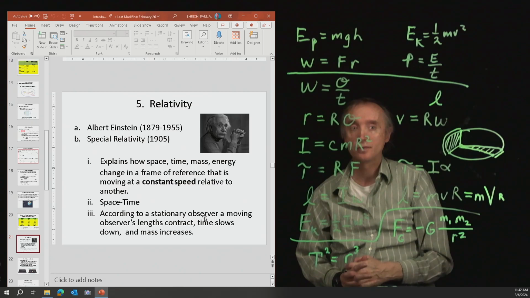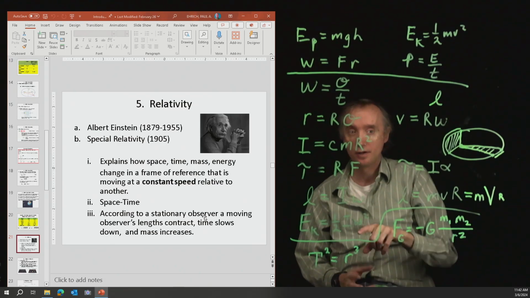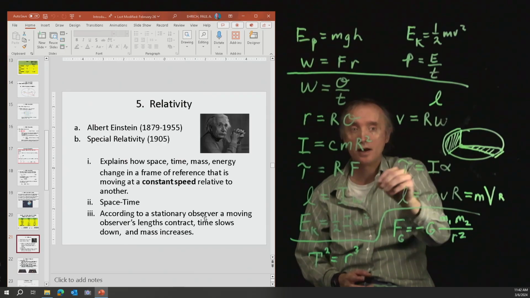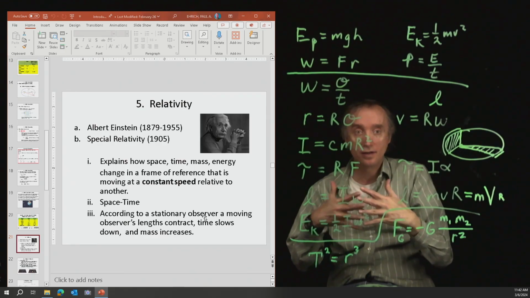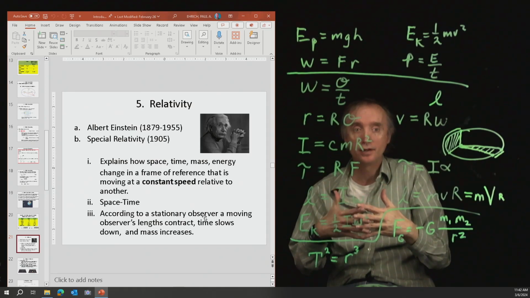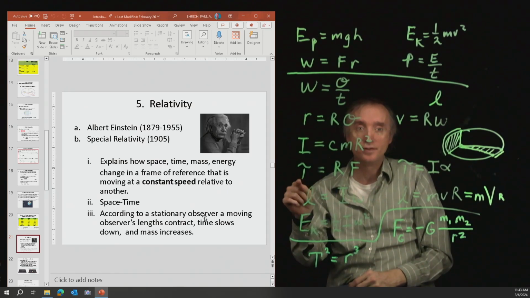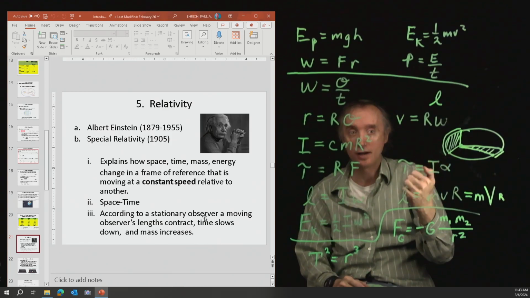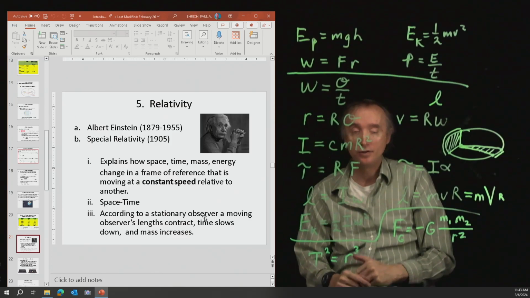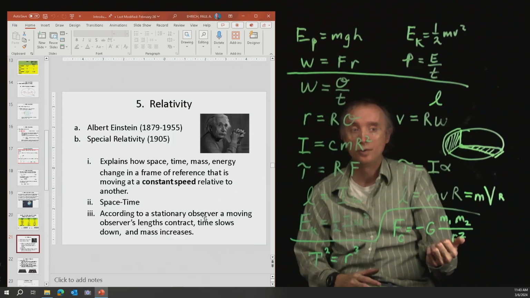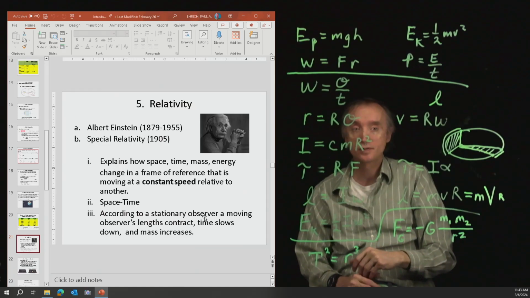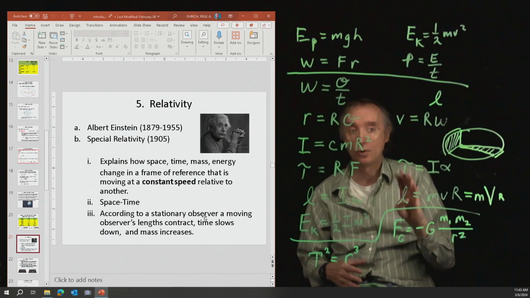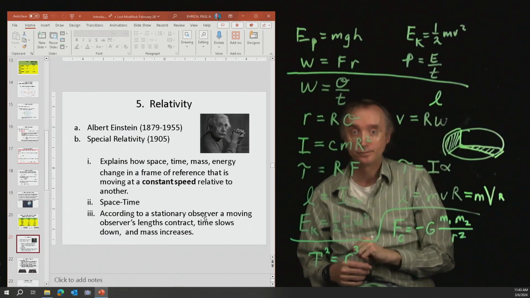Space-time is the three dimensions of space, so up and down, sideways, in and out, and time. They fit together. You really cannot make a measurement of distance without using the concept of time and a stopwatch, and you can't make a measurement of time without including the effects of space in it. So space and time go together to make four-dimensional space-time.